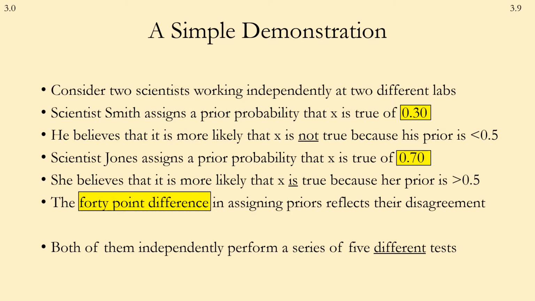Now, that's a 40-point difference, and that's huge. In real life, we would rarely see two scientists disagree by that much. Usually one is going to be a little bit above 0.5 and one is going to be a little bit below 0.5. But to make the point here, we're exaggerating that difference. And now what we're going to do is ask both scientists to independently perform a series of 5 tests on the statement. And those tests will be done sequentially.